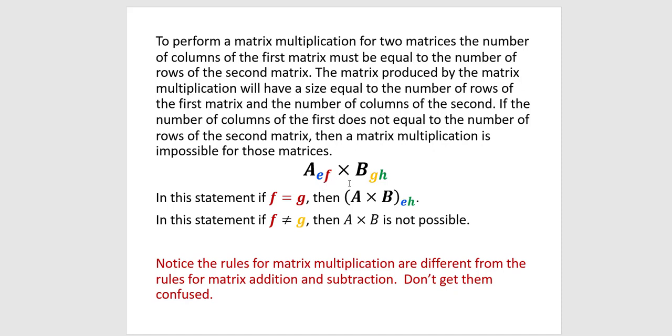As noted here, if F and G are equal, we can perform matrix multiplication. And the resulting matrix is an E by H matrix. If the number of columns in the first matrix is not equal to the number of rows in the second matrix, then it is impossible to multiply these two matrices. As noted here, if F and G are not equal, then matrix multiplication is impossible.